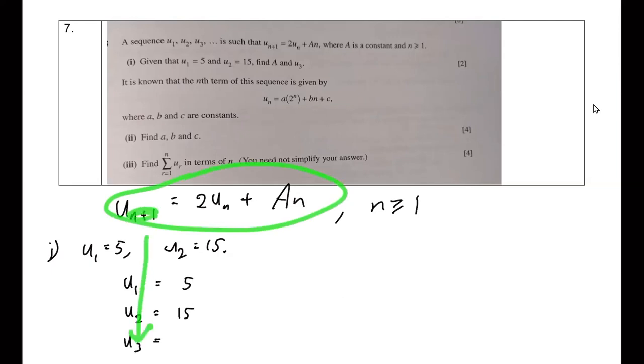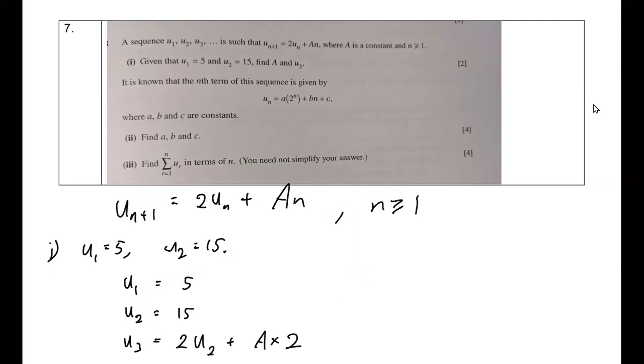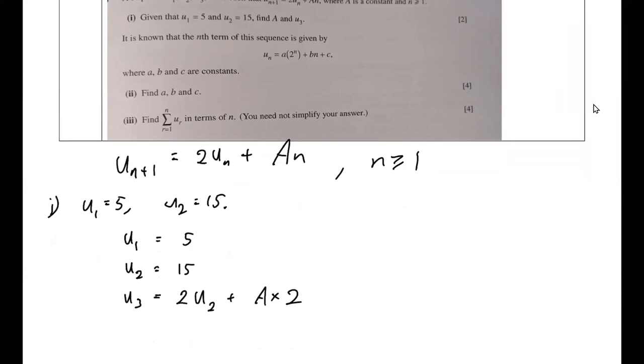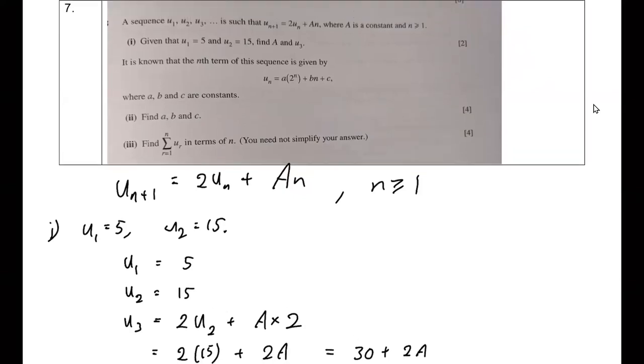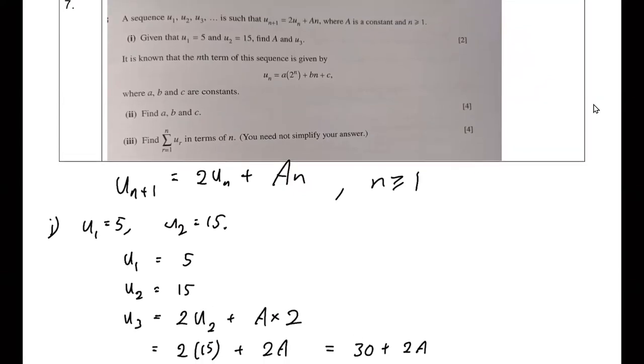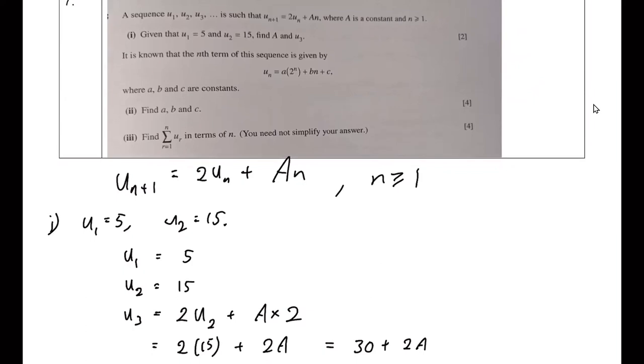If n plus 1 is 3, that means n is equal to 2. So 2 times u2 plus a times 2. Take note that this is not a subscript, this is multiplication, a times n. So times 2. But what's u2? We already know u2 is 15, so 2 times 15, add on 2a. Simplify and we get 30 plus 2a for u3. How about the other terms, u4?